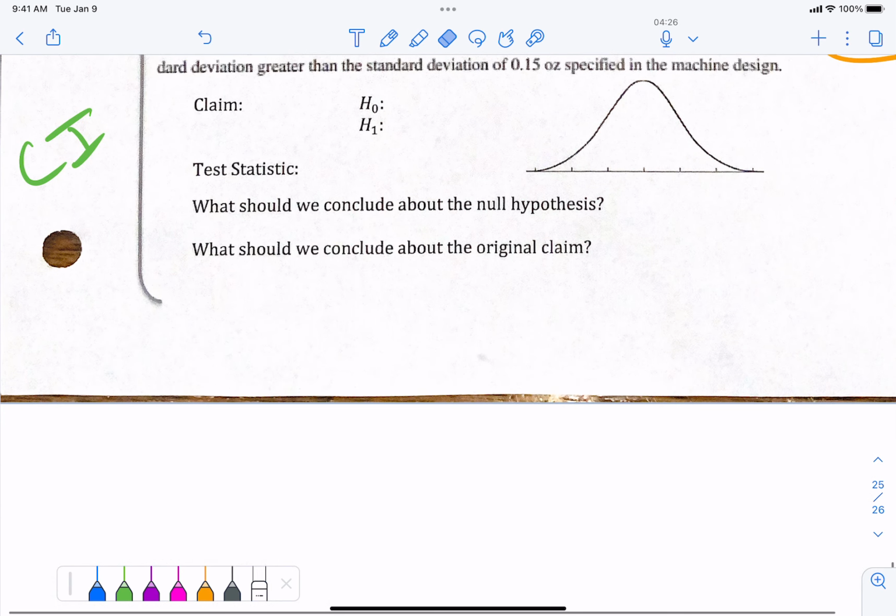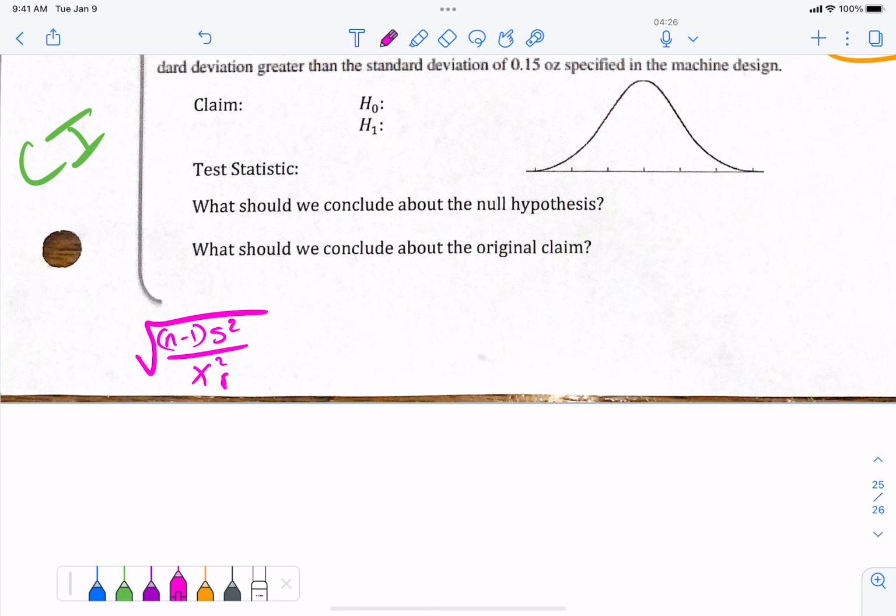Confidence interval method. I'm going to write the formula down here. We've got the confidence interval method: N minus one times S squared over chi squared right on this side.